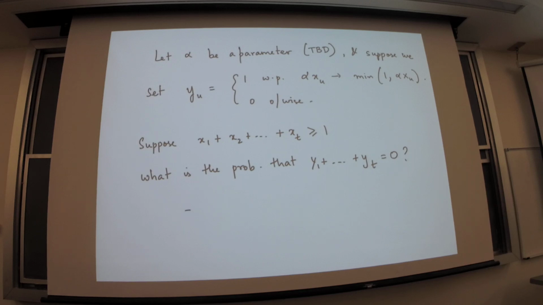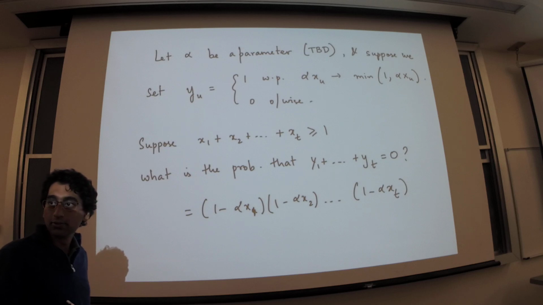So this is equal to one minus alpha x1, times one minus alpha x2, and so on. Okay.